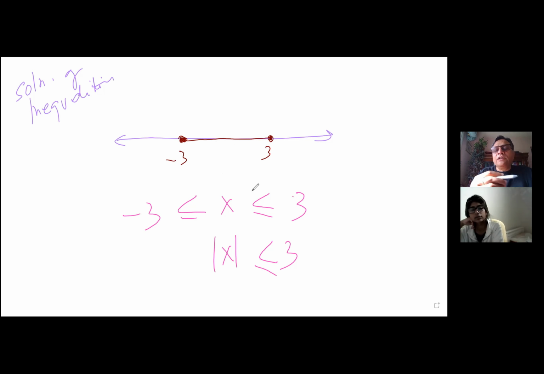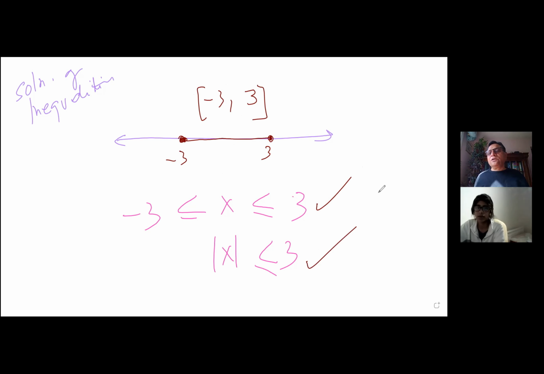So you can write the solution of an inequality on a number line with the help of this, or you could also say it like this: minus 3 to 3, including the square brackets. These are different ways of writing the same thing. So I've shown you 4 different ways of writing the same inequality and showing it on a number line. Is that clear to you?